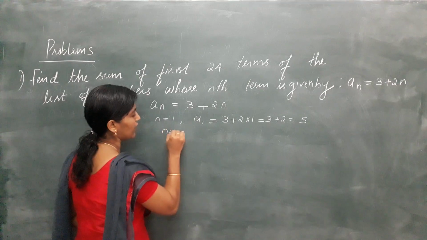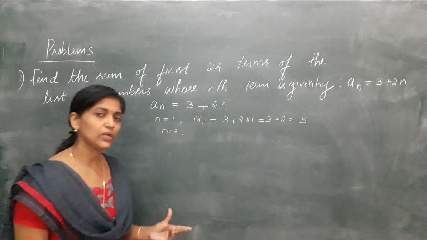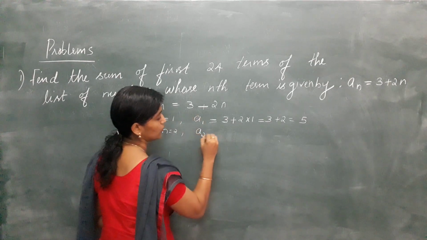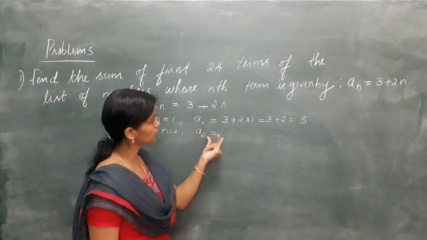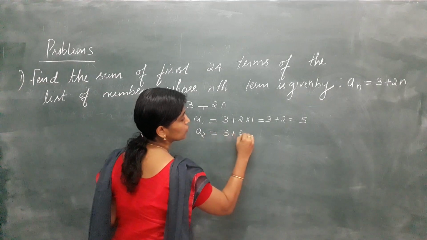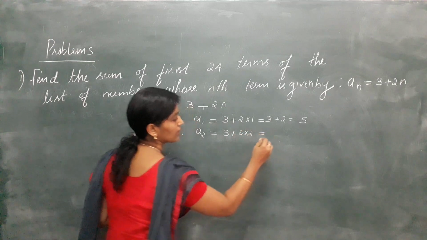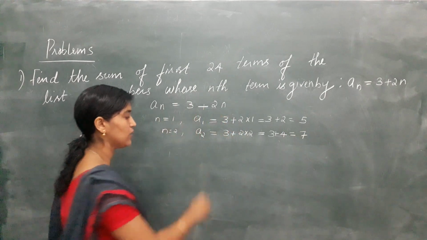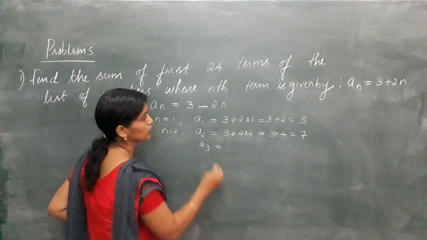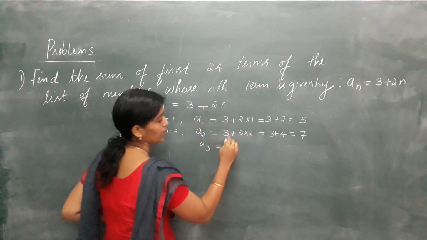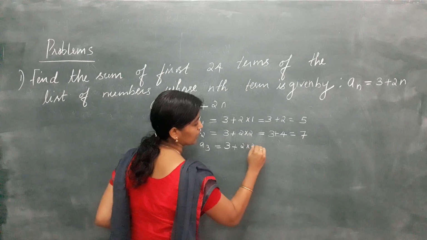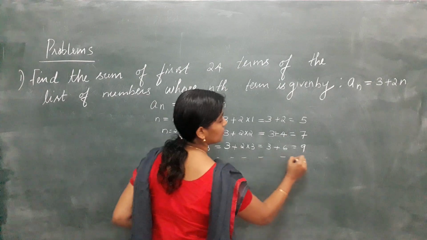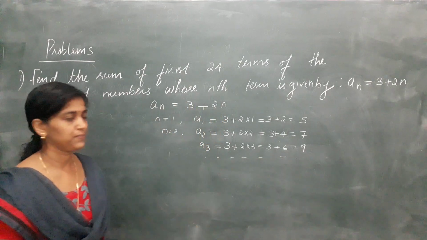Similarly, you can give value of n is equal to 2. When you give the value of n as 2, you will get A2, the second term of the AP. A2 is equal to 3 plus 2 into 2, which is equal to 3 plus 4, that's equal to 7. Similarly, you will get A3. Give the value of n as 3. So we will get 3 plus 2 into 3, that's equal to 3 plus 6, that's equal to 9, etc. We will get A4, A5, etc.